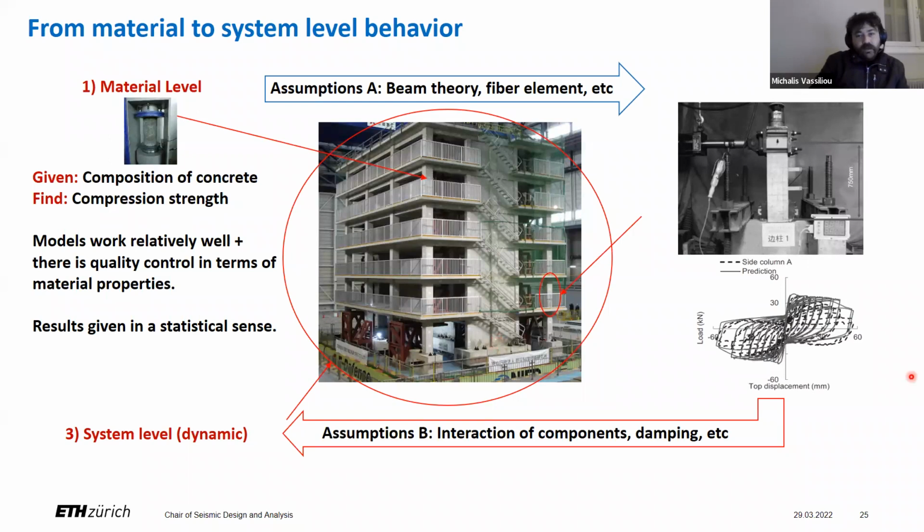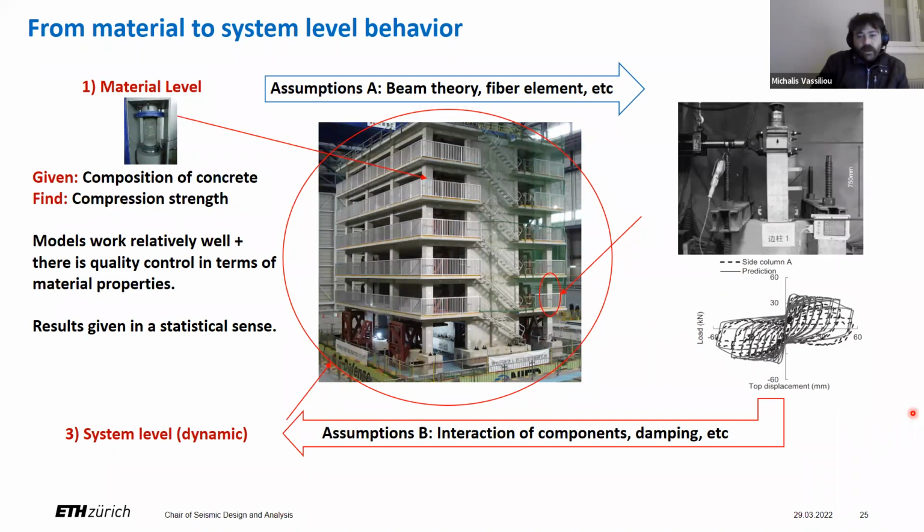So in order to understand where the error comes from, let's try to break the problem down to different levels. So you have the material level, that is, in the case of reinforced concrete, the behavior of concrete and steel. The relevant question is, given the composition of concrete, find the compressive strength. The models are not perfect, but are far better than what we saw in the previous slide. Plus, one does take specimens from each batch and test them.